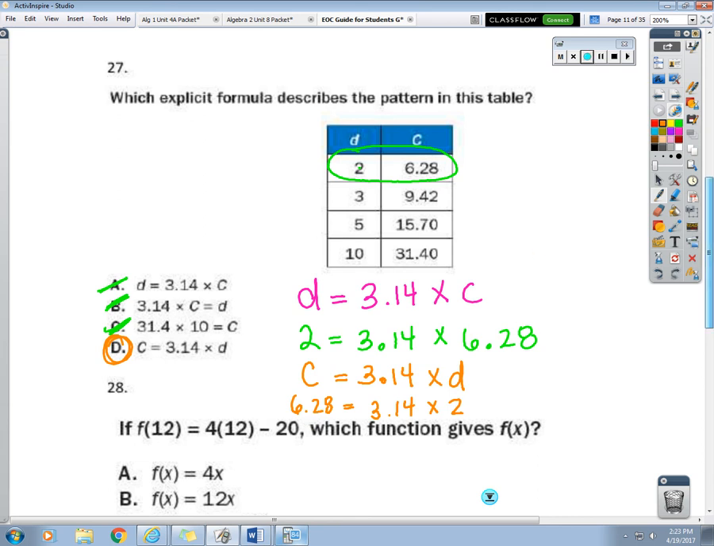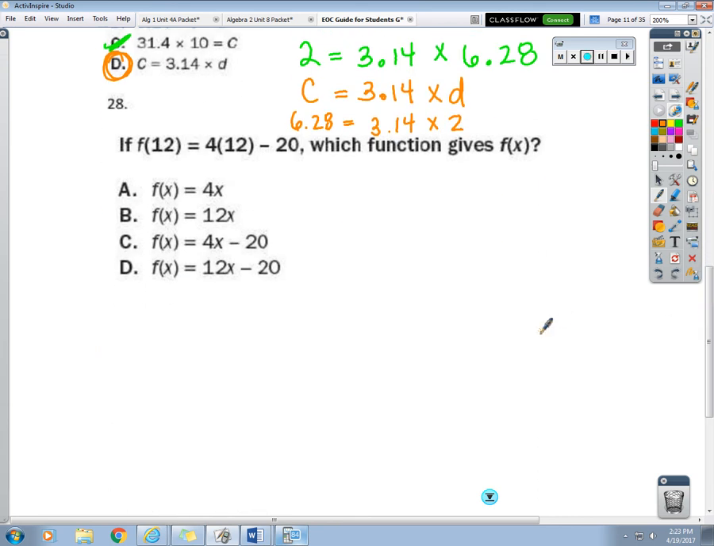Okay, number 28. If f of 12 equals 4 times 12 minus 20, which function gives f of x? Anybody? Samantha. So, what answer do you think is correct? I think it is C. Let's talk about why.